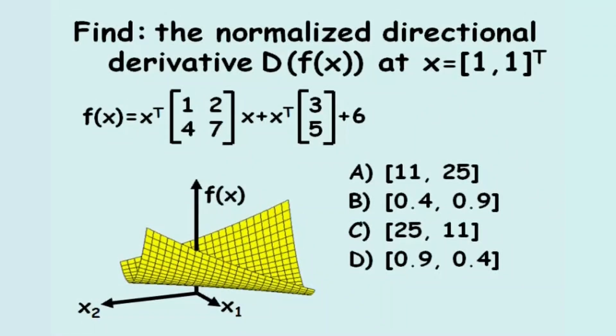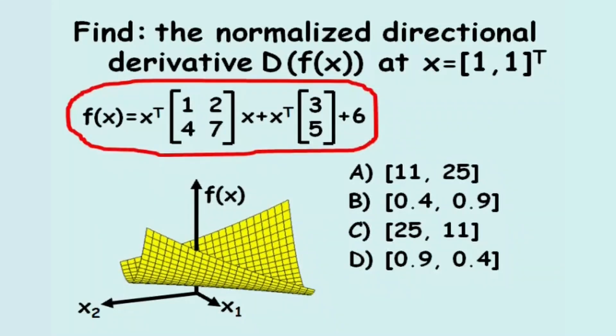Find the directional derivative at 1, 1. In this problem, we are provided a function f of x, written in its quadratic form, and represented as a yellow surface in the three-dimensional plot, which varies with different values of x1 and x2. The vector x is composed of two variables, x1 and x2. And at the point of interest, both x1 and x2 equal 1.